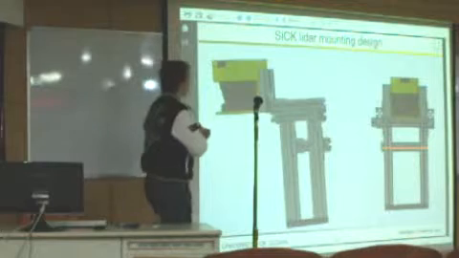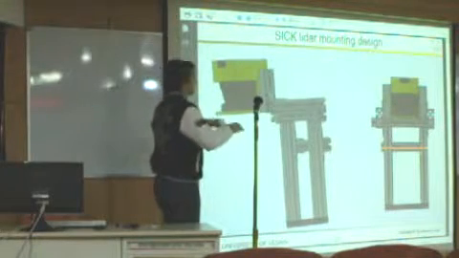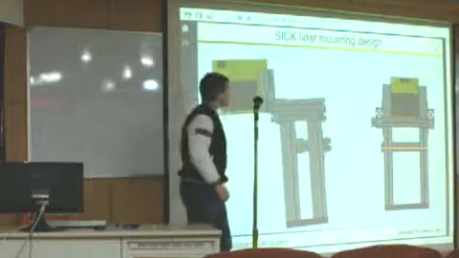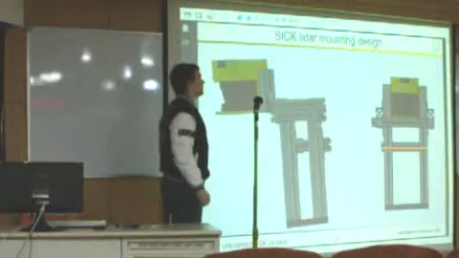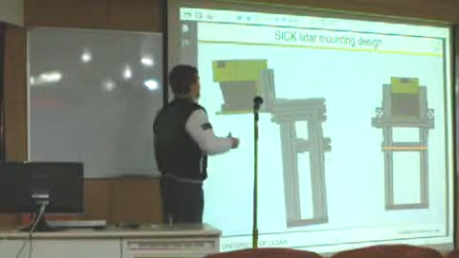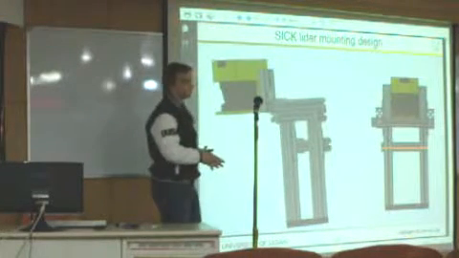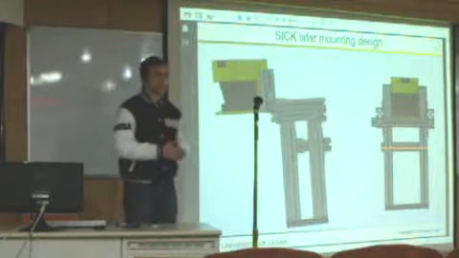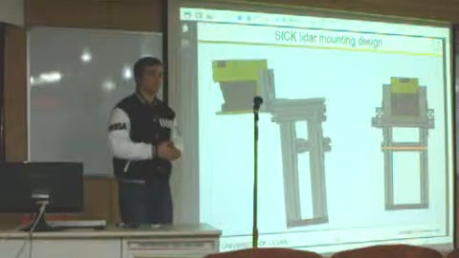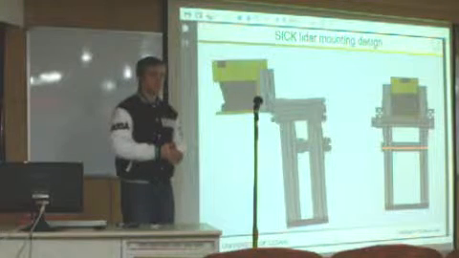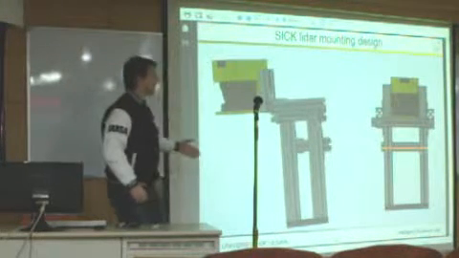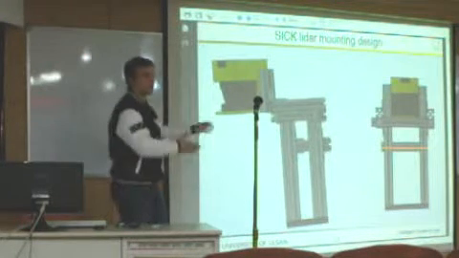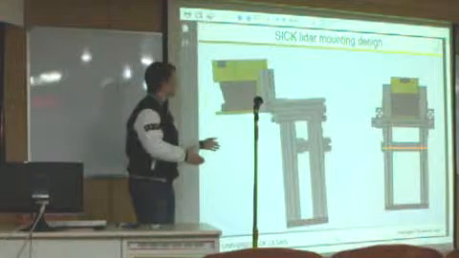This is the design of the mounting frame. This is the LiDAR, and these are metal bars whose load capacity is about 500 kilograms. So it's a really reliable frame. 500 kilograms. Yes. I'm going to make some simulation in SolidWorks to prove its durability.